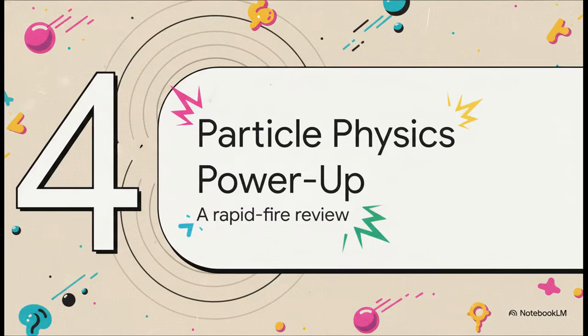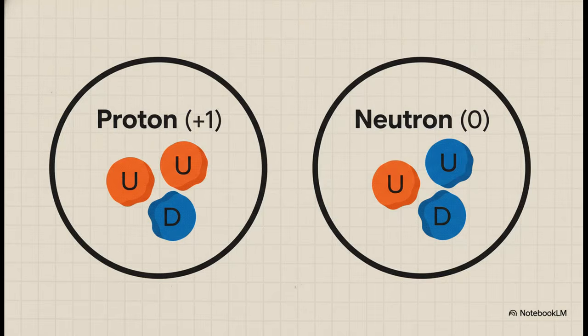Okay, home stretch, this is our particle physics power-up, a super fast review of the key facts that often pop up as one-mark questions. Knowing these cold will give you that final edge. Let's do this. Just burn this into your brain. A proton is made of 2 up quarks and a down quark. Up, up, down. That gives you the +1 charge. A neutron is 1 up and 2 downs. Up, down, down. That makes it neutral.